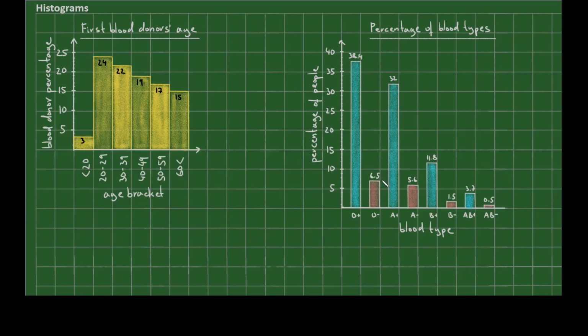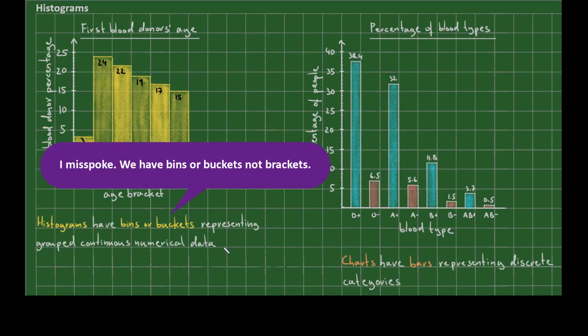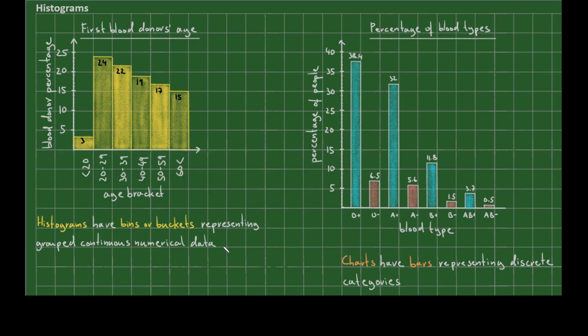So what are the differences between these two? Firstly, it has to do with the type of data we are representing. When it comes to histograms, we have bins or brackets representing grouped continuous numerical data. While these yellow rectangles do look like bars, if we are talking about a histogram, we refer to them as bins or buckets. What is meant by this business of grouped continuous numerical data?